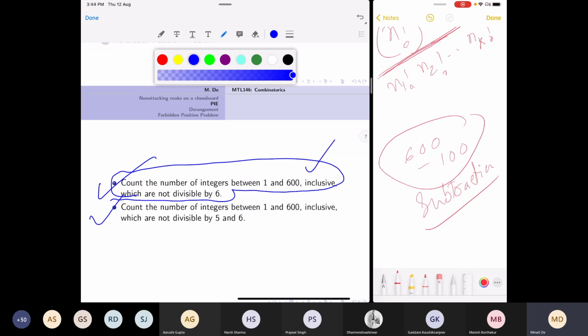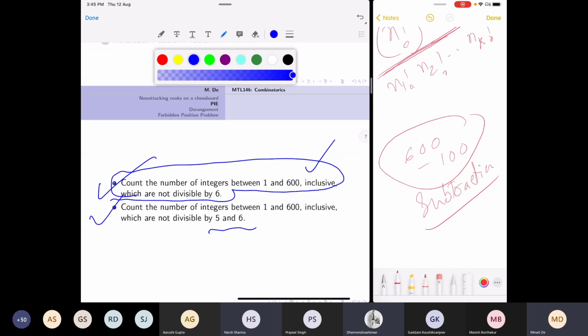Now you need to answer the second question. Let's say I am interested to know the number of integers that are not divisible by 5 and 6. Then how will you answer it? We will count the numbers, the answer is 80.